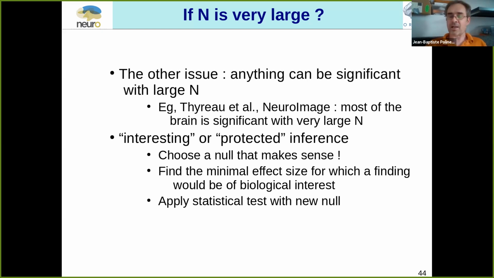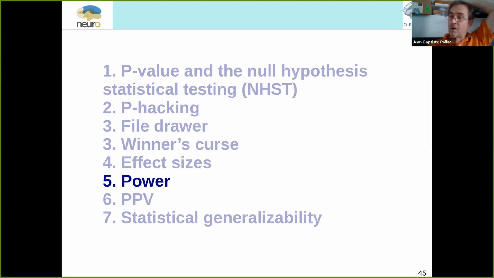And if you're analyzing a UK Biobank or an ABCD dataset, finding the right null hypothesis that says, hey, above that value, the effect will be interesting, and not only whether it's different from zero, matters. Because with a very, very large number of subjects, even a trivial variation, for reasons that can be almost anything, will be significant. But is it biologically significant or of interest? That's the problem.